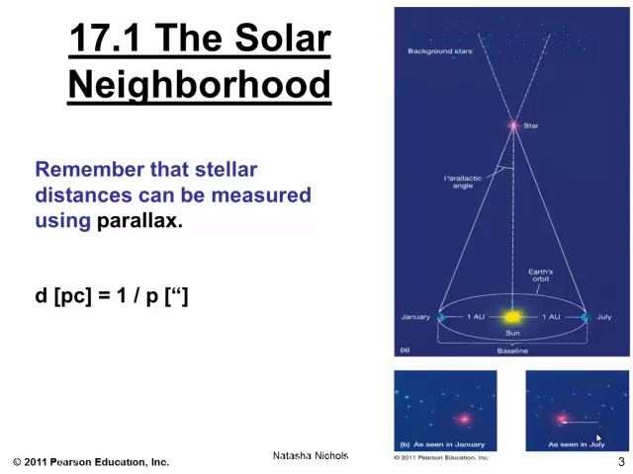So let's do a quick example. If we take a look at the star Sirius, it has a parallax of 0.379 arcseconds. That means that the distance to Sirius in parsecs is 1 divided by 0.379. If you put that in your calculator, you will get 2.64 parsecs. Now, if you want to convert those parsecs into light years, just multiply 2.64 parsecs by 3.26 light years per parsec, and you will find that Sirius is 8.61 light years away.